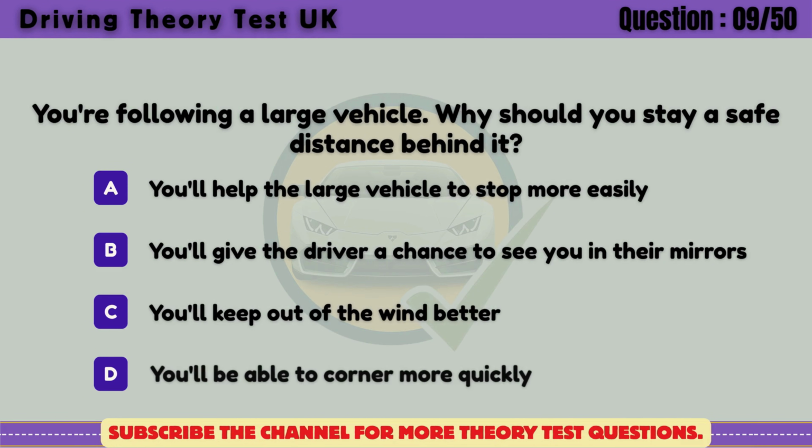Question 9. You're following a large vehicle. Why should you stay a safe distance behind it? Option A. You'll help the large vehicle to stop more easily. B. You'll give the driver a chance to see you in their mirrors. C. You'll keep out of the wind better. D. You'll be able to corner more quickly.